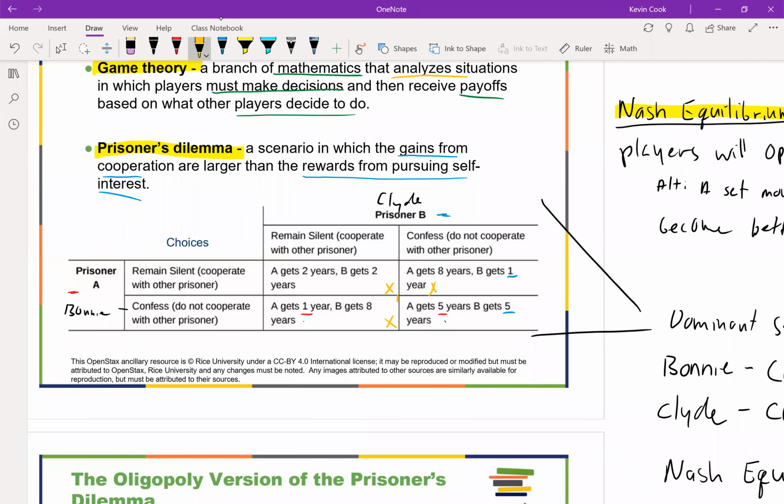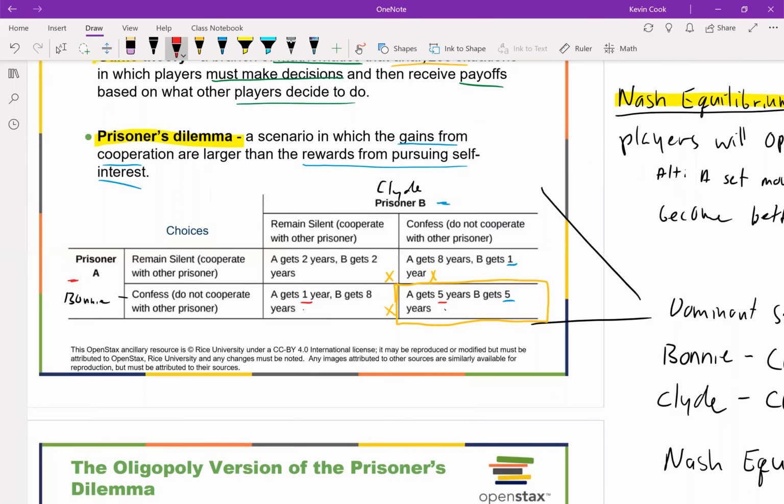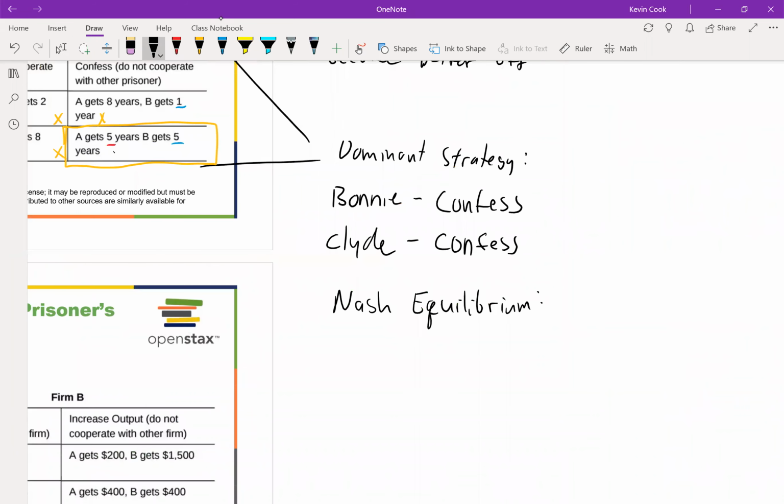But if we're in this bottom right-hand corner, what we're going to see is if Bonnie decides to switch, she'll go from 5 years to 8 years, which makes her worse off. However, if Clyde decides to switch, he'll go from 5 years over to 8 years, so that would make him worse off. So when we're in this bottom right-hand corner where we're both confessing, neither of us can become better off. So our Nash equilibrium would be for both players to confess.